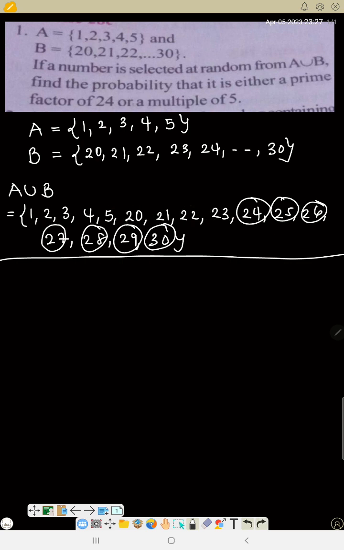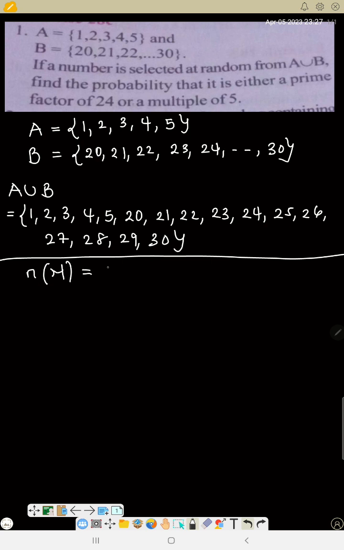So just to confirm again, the number of universal, that is total, here is equal to 16. So anything you do here must be divided by 16.